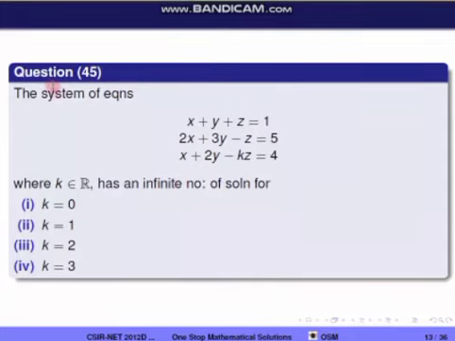Next question, question 45. The system of equations x plus y plus z equal to 1, 2x plus 3y minus z equal to 5, x plus 2y minus kz equal to 4, where k belongs to R, has an infinite number of solutions for. We have to find for which value of k the system has an infinite number of solutions. So we look at the concepts used.